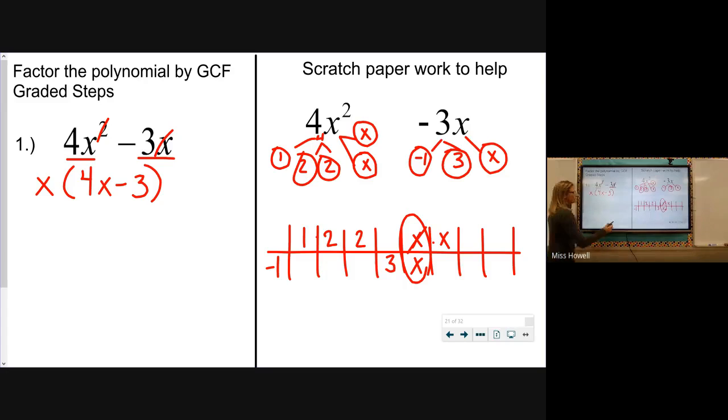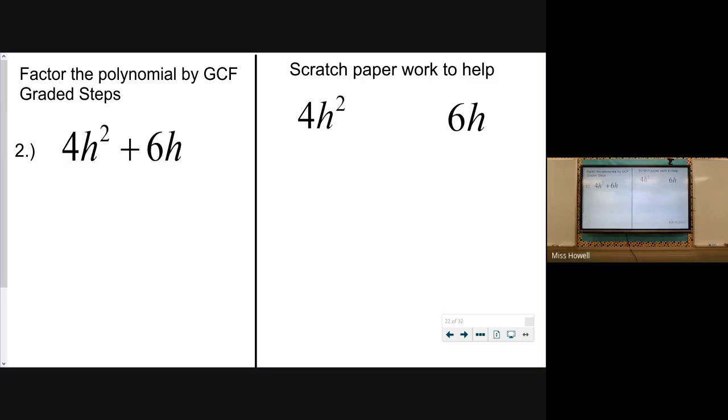Again, down here, we'd say this x is gone, and negative 1 times 3 would be the leftover. All right, we've factored our quadratic binomial now completely by GCF. All right, number 2, 4h squared plus 6h.